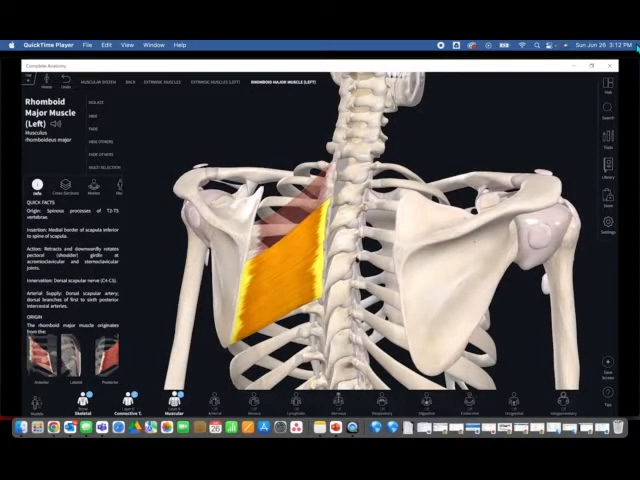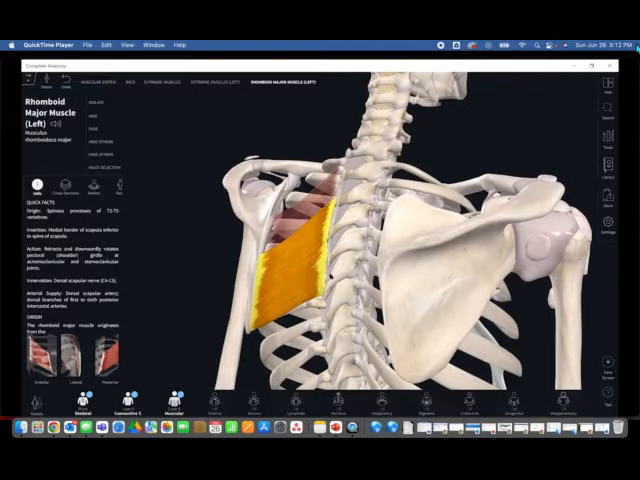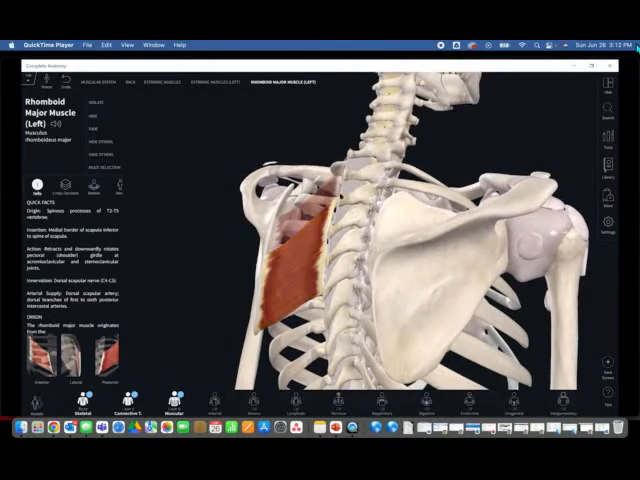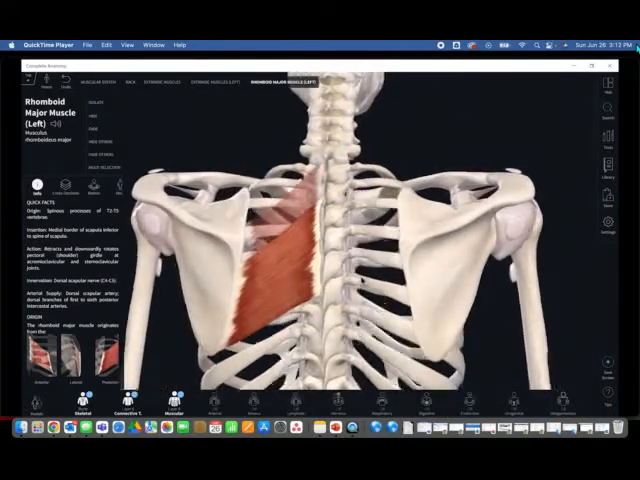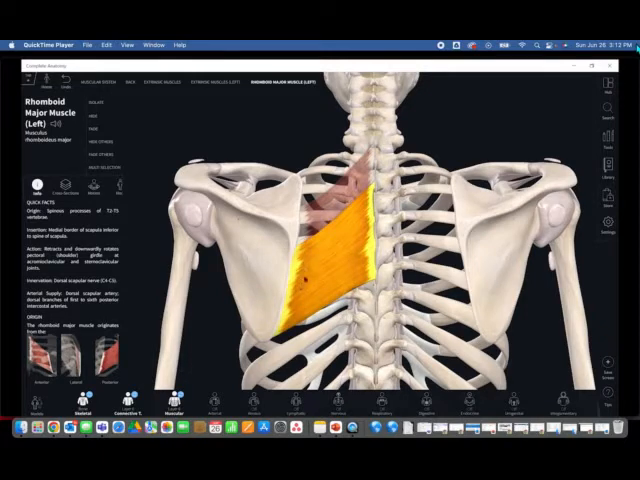For the rhomboid major muscle, its origin is the spinous processes of T2 through to T5, and it inserts into the medial border of the scapula inferior to the spine of the scapula. Its action is it retracts and downwardly rotates the shoulder girdle at the AC and SC joints. It's innervated by the dorsal scapular nerve, C4, C5.